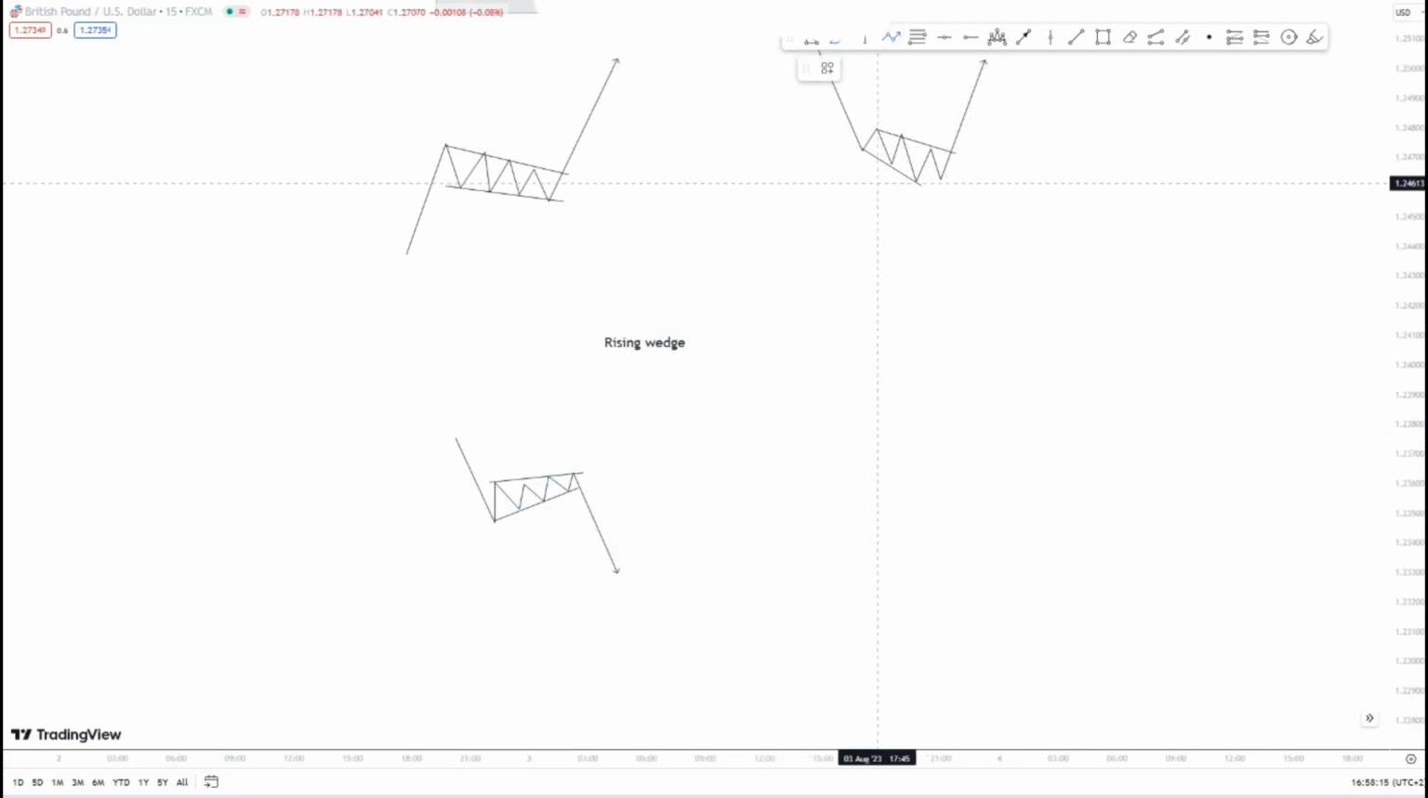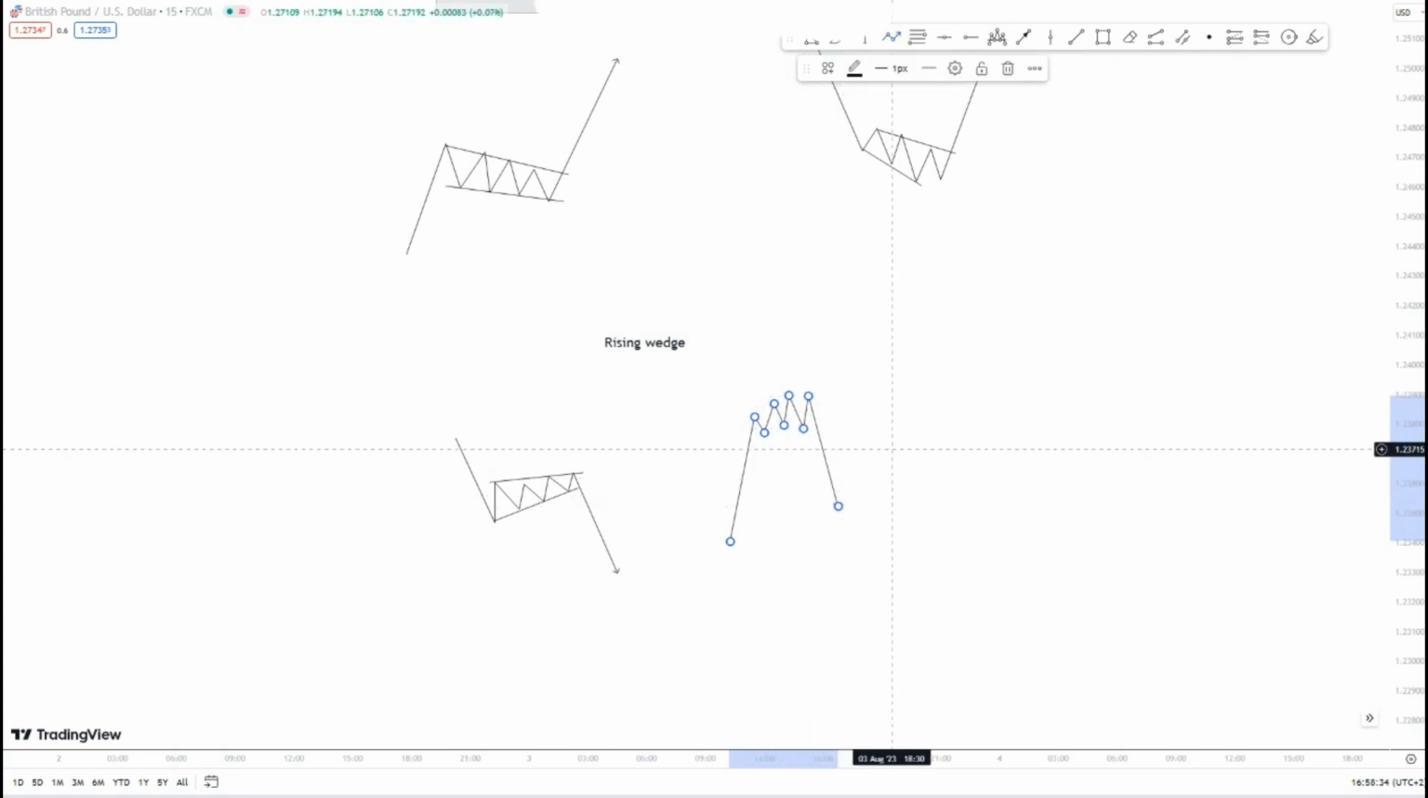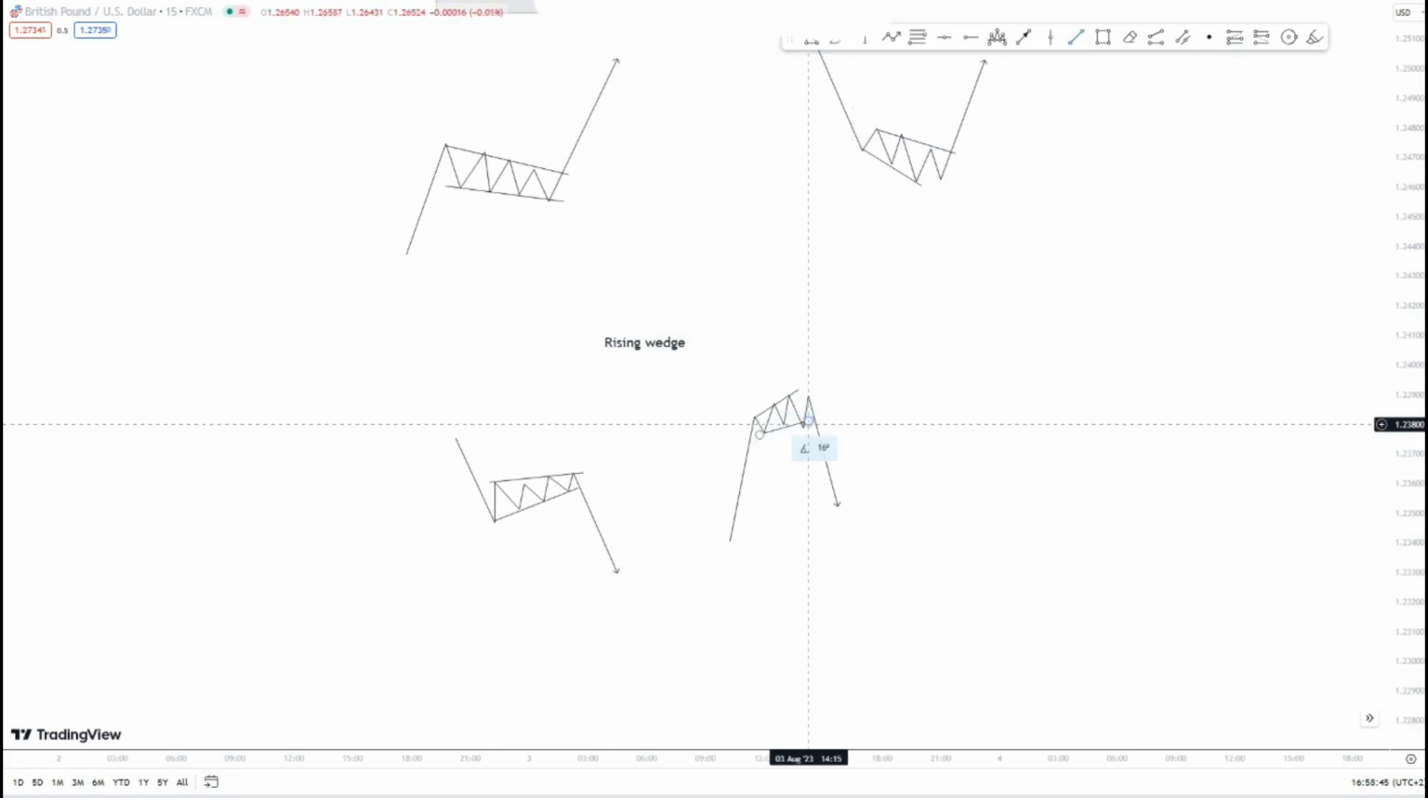And then the other version of the rising wedge will appear like this. Price will be going up and then price will start to crawl towards the upside like this, and then it's going to drop like this. Now this is showing you that the buyers are losing momentum, they're losing strength, and sellers are starting to come into the market, which is why you'll see price drop in this way.